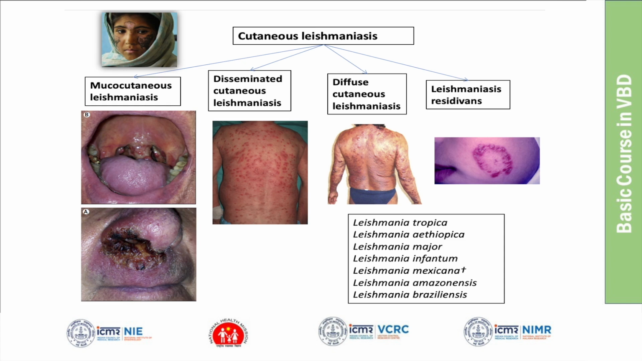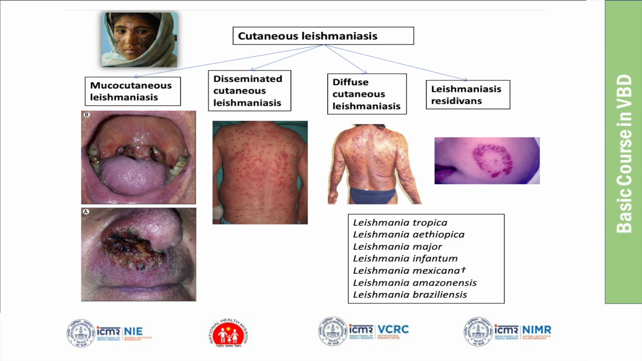So in the entire body, one can see the papules form. It requires continuous treatment with the chemotherapeutic agent for recovery. And diffuse cutaneous leishmaniasis is another form of cutaneous leishmaniasis, but here it may not form ulcerating wounds.